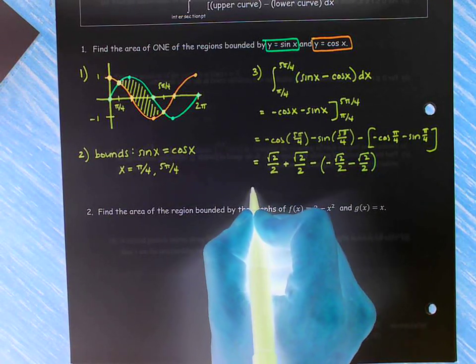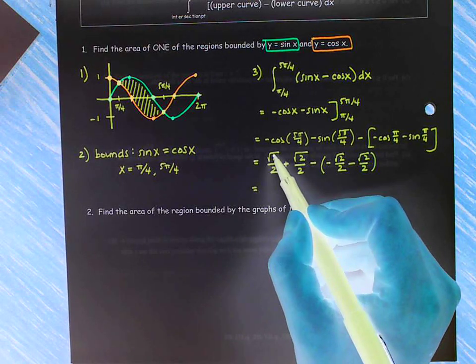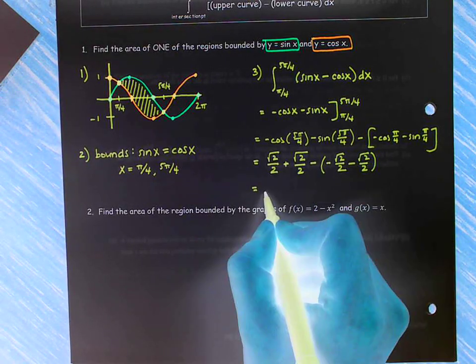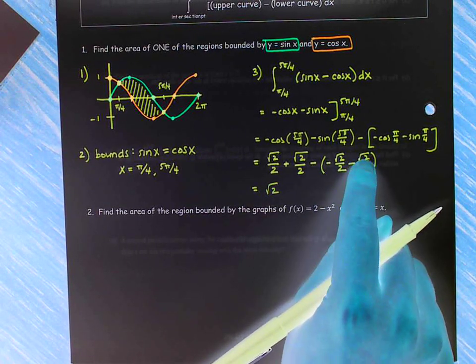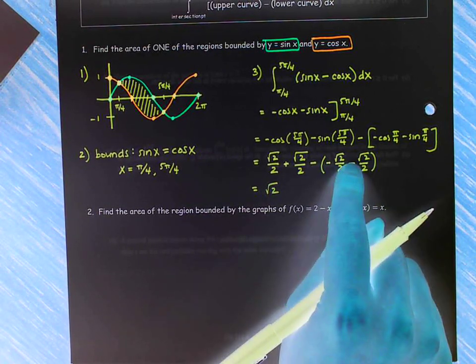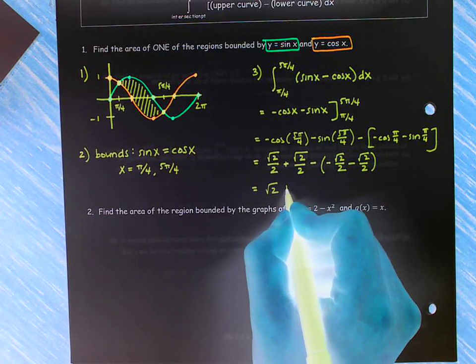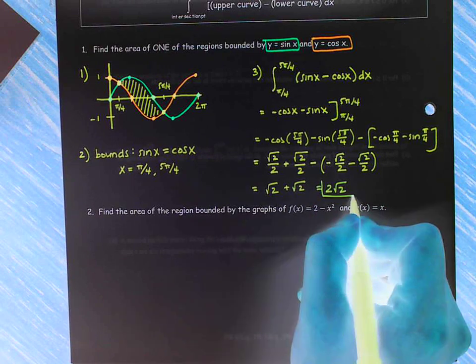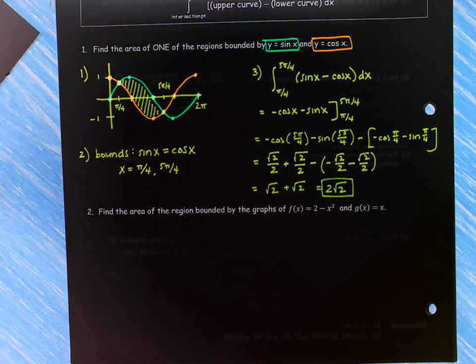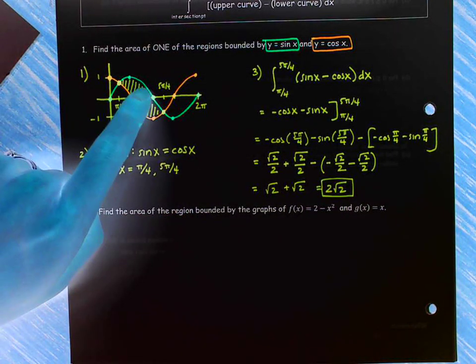If we think about what I have here, I have half of root 2 and half of root 2, so really what I have there is root 2. I have half of root 2 and half of root 2, but we're subtracting them, so I have a minus root 2, but I'm subtracting a negative root 2, so I have a plus root 2. So my final answer is 2 root 2. Okay, so that's how I found the area between these two curves.